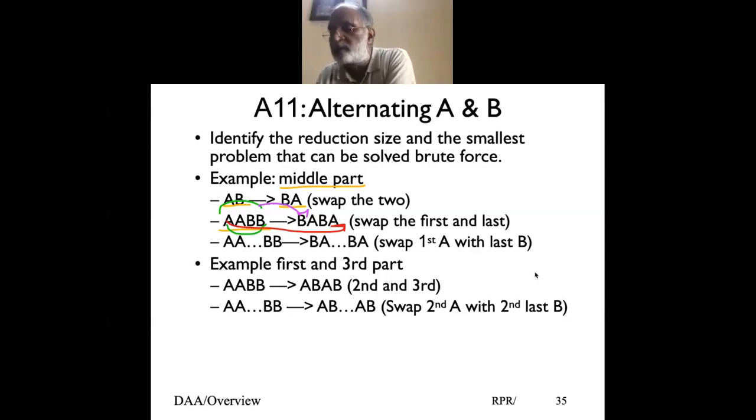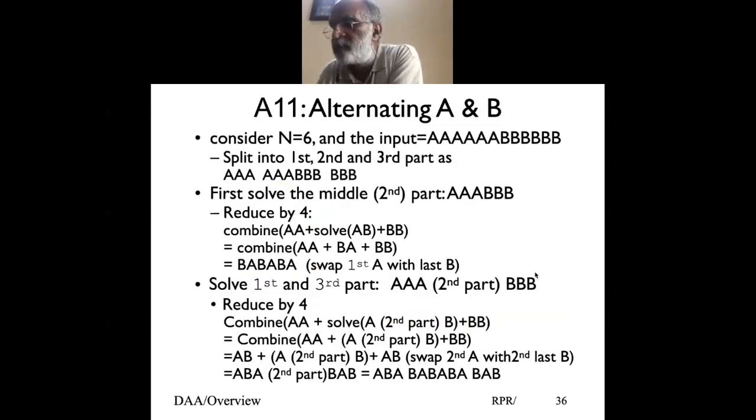Once I solve this, then I can solve the first and third part. Here, if size is 4, I keep A, B. In this case, I swap the second from the left, which is A, and the second from the right, which is B. So essentially this A goes here, and this B gets swapped. In the middle part, I'm swapping the first and the last. Here I'm swapping the second and the third, or second from the left and second from the right, and repeat the process. Just to look at the example, consider my input is 6 A's and 6 B's.